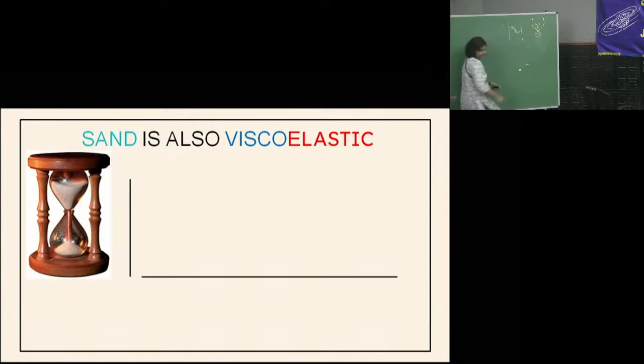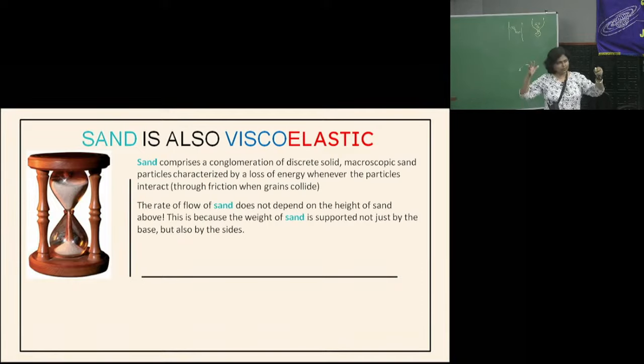And these force chains are also dynamic, which means that they make, they break, and then they make again. But the net result of all this is that the weight is actually mostly held up by the sides. As a result of that, the flow rate of sand is constant. And therefore, you need that for a timekeeping device. You need a constant flow rate.